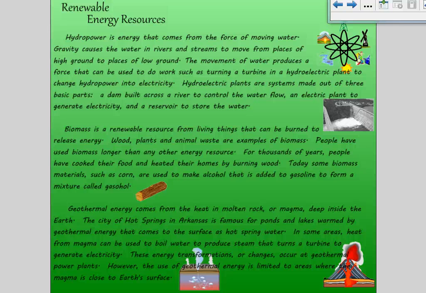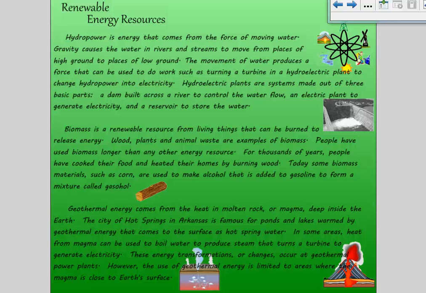Biomass is a renewable resource from living things that can be burned to release energy. Wood, plants, and animal wastes are examples of biomass. People have used biomass longer than any other energy resource. For thousands of years, people have cooked their food and heated their homes by burning wood.